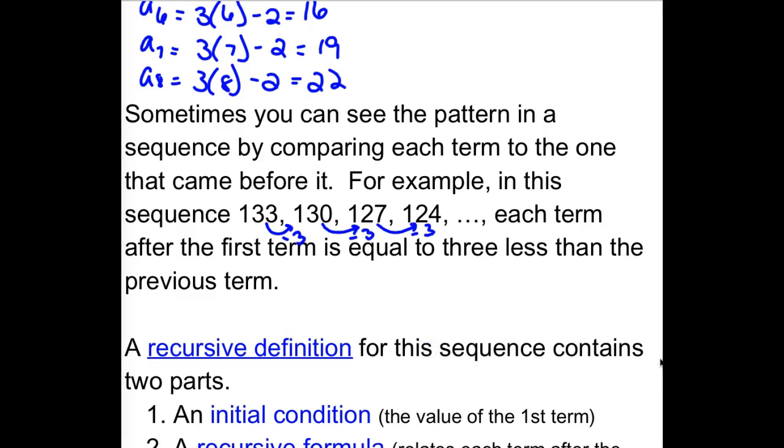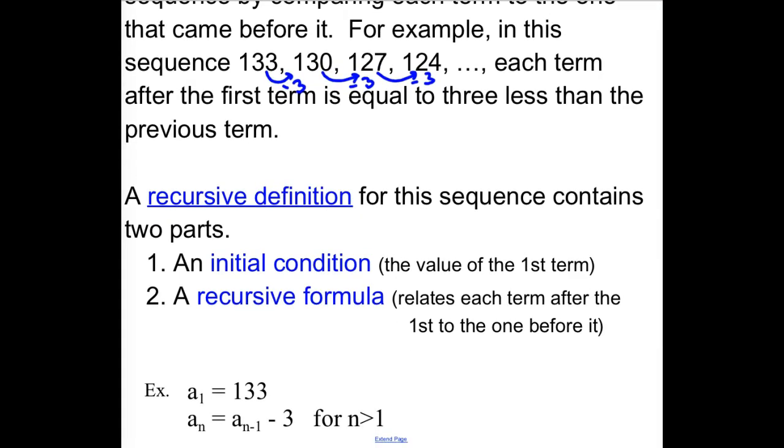When we look at how a number in a list relates to the previous term, we are looking at something called a recursive definition or a recursive rule. A recursive rule has to have 2 parts. The first part is an initial condition. In other words, you have to state what the first number in your list is. The second part of it is that you then give a recursive rule or formula that relates each term after the first one to the one that came before it.